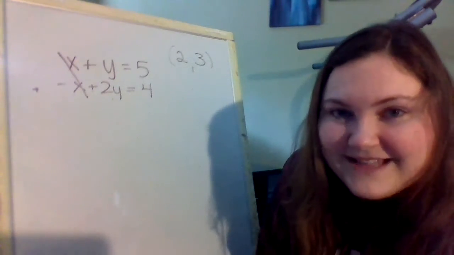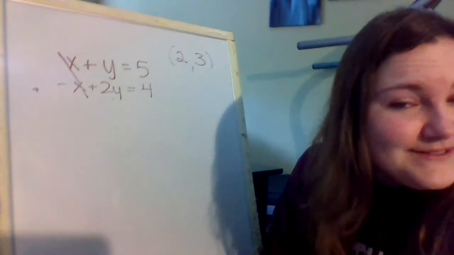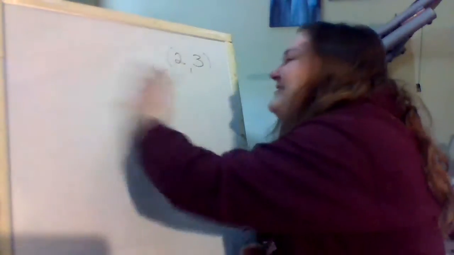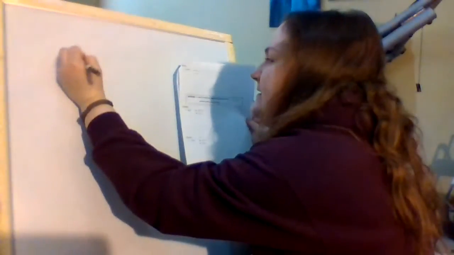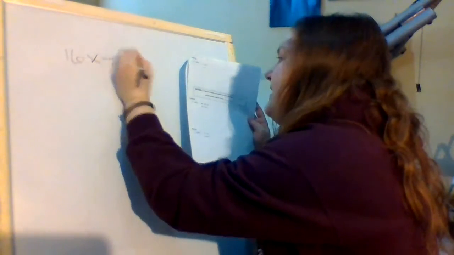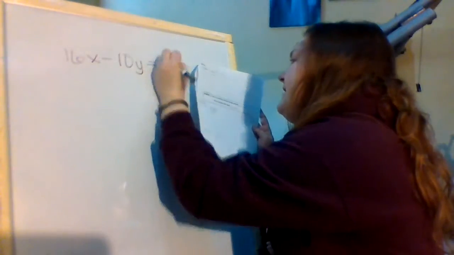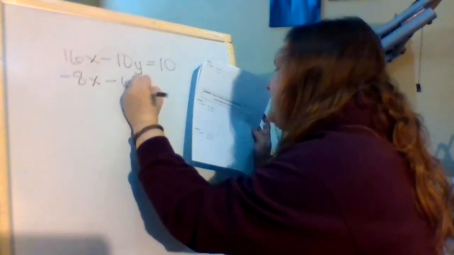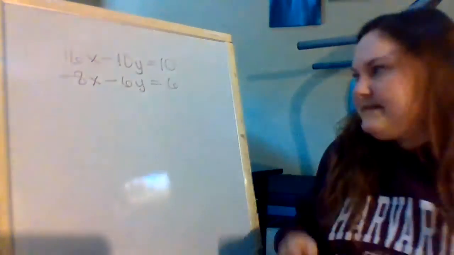You might be at home asking, well, wait, is that always going to happen? And the answer is no, of course not. So I'm going to choose one other example. I'm looking at example number 6 in the notes if you've got the notes in front of you. But the question says 16x minus 10y equals 10 and negative 8x minus 6y equals 6.